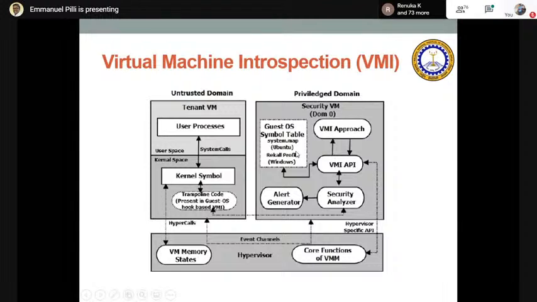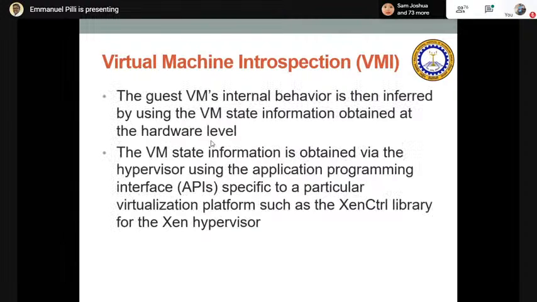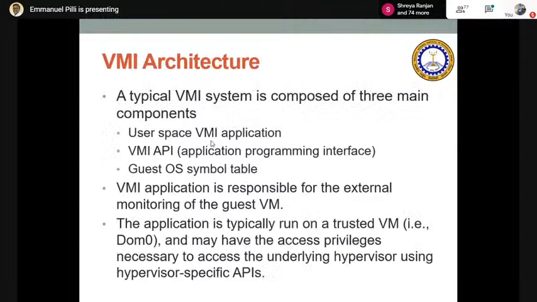On the DOM0 virtual machine, we launch the virtual machine introspection and observe DOM0, DOM-U1, DOM-U2, and so on. There may be multiple DOMs created. DOM-U is in the hypervisor, while DOM0 is only the default one. The guest VM's internal behavior is then inferred using the VM state information obtained at the hardware level. The VM state information is obtained via the hypervisor using APIs specific to particular virtualization platforms, such as the Xen control library for the Xen hypervisor. So VMI gives you internal VM state information at the hardware level.